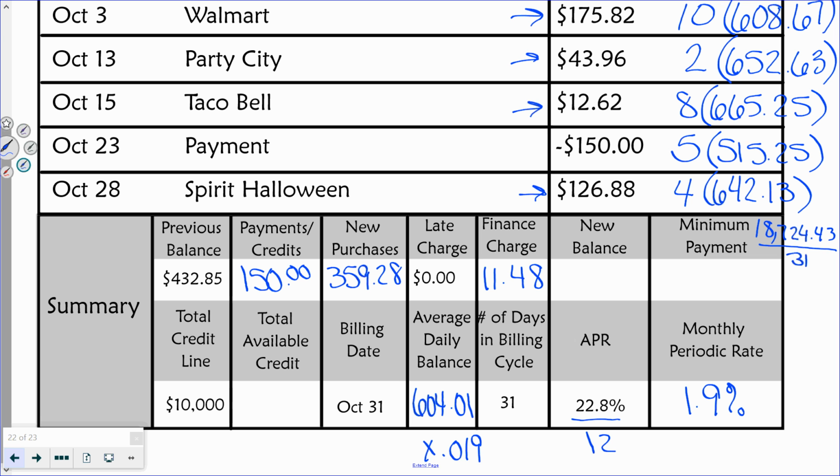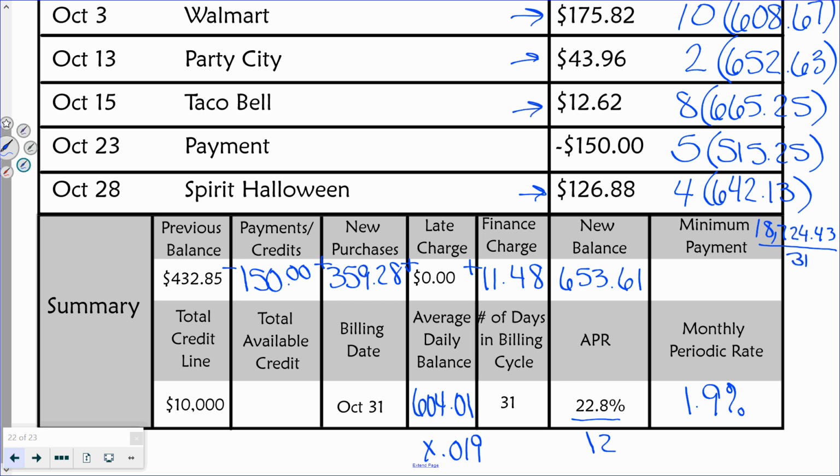Then how do I find the new balance? This whole line, right? I do the line. Subtract your payment and then add everything else. So minus 150, 359.28. All right, so we should get 653.61.